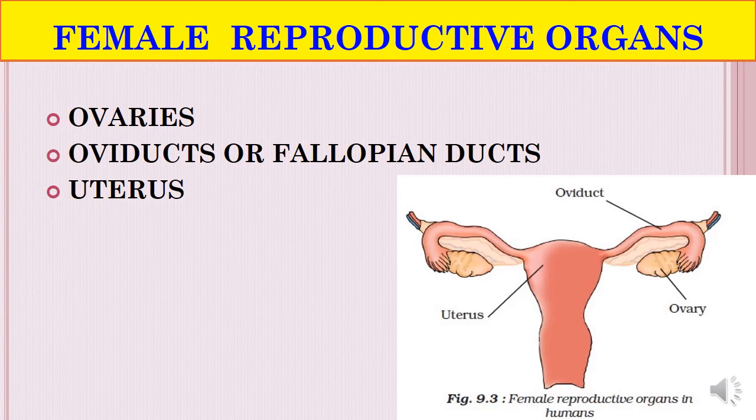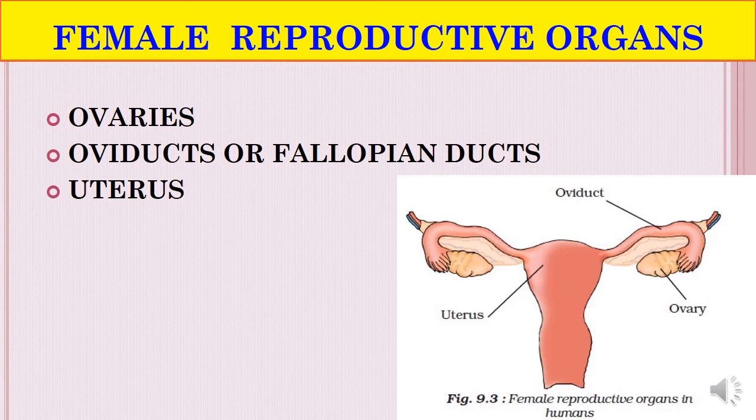Now, female reproductive organs. The reproductive system of human female consists of the following parts. Number 1, ovaries. A pair of ovaries is situated in the abdominal cavity. You can see in the figure. In human beings, only one egg is released every month by either of the two ovaries.